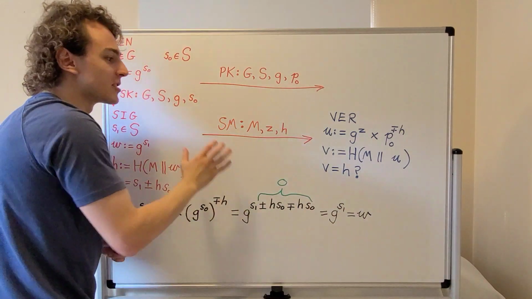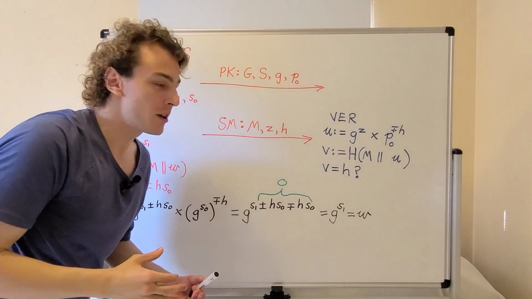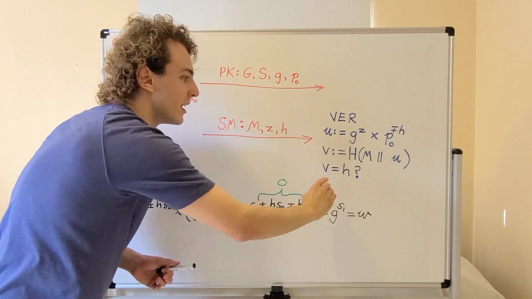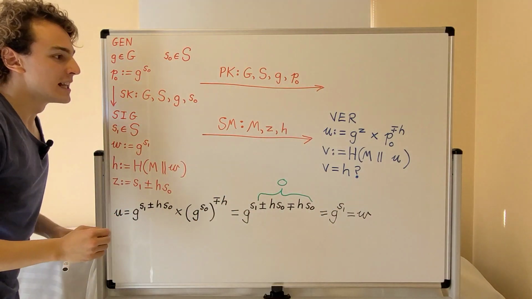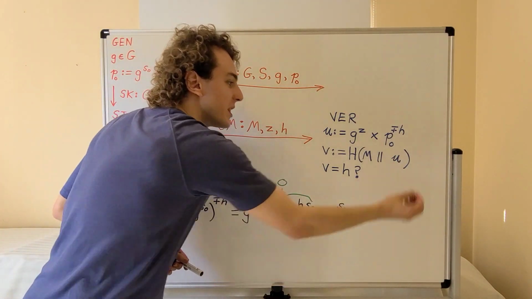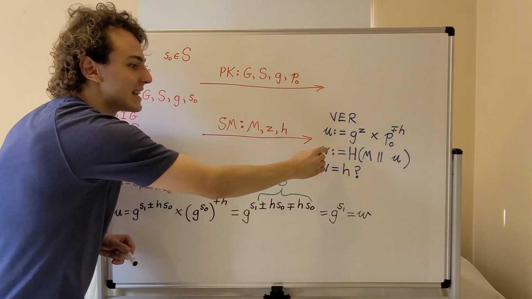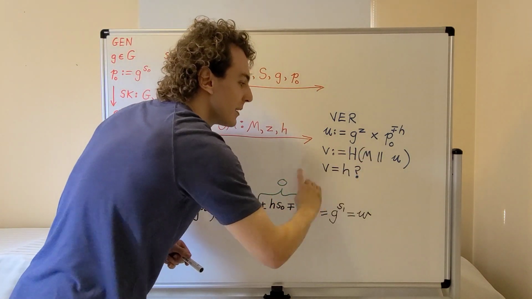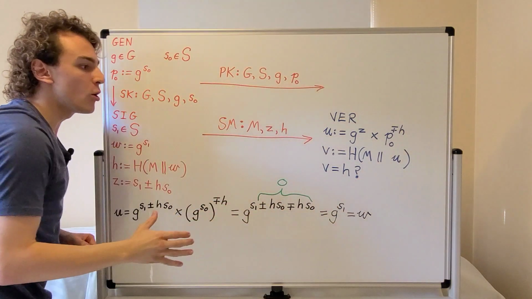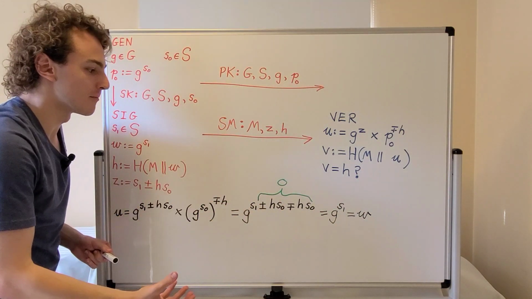But if somebody else tries to create a fake signature, then this is not going to work. You're going to have different values for w and u. So when you put them into these hashing functions, after concatenating with the message, you're going to get different values. So this is not going to be equivalent. So this is how we perform verification.